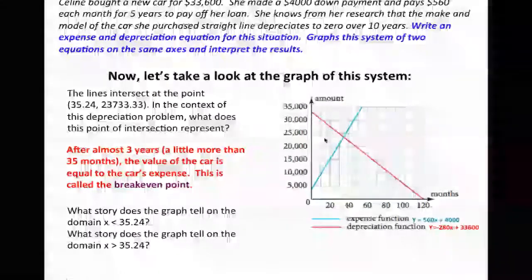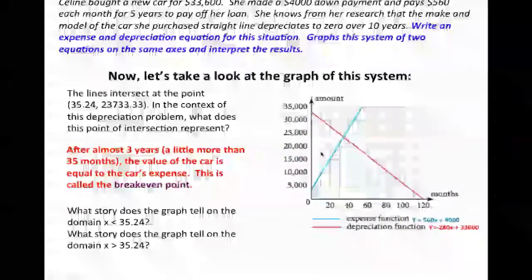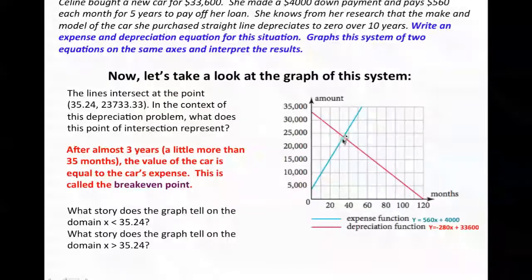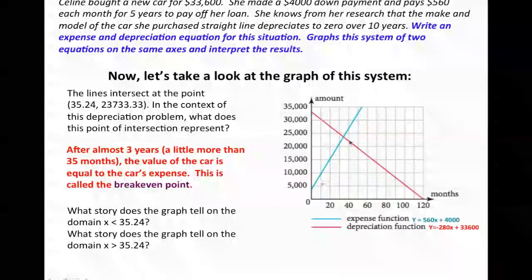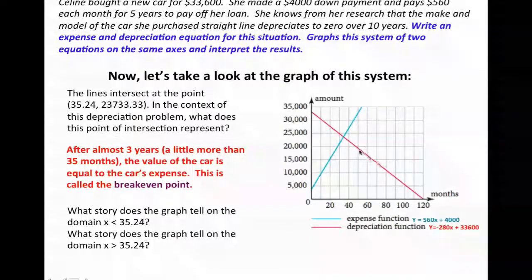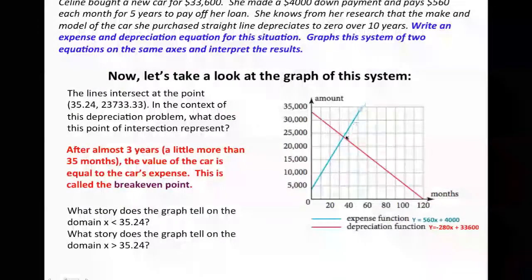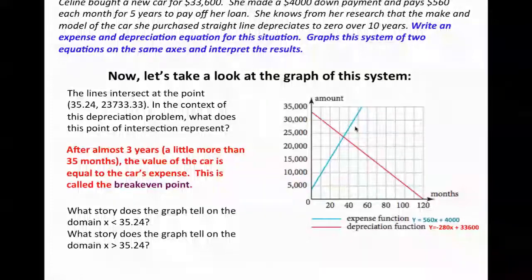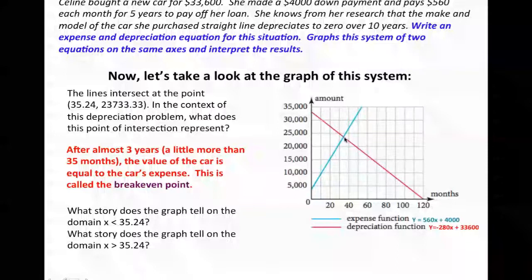That when X is less than 35.24, if you notice on this graph, the red line is higher than the blue line, so your car is worth more than what you've put into it. When X is greater than 35.24, the blue line is higher than the red line, so you put more money into the car than the car is actually worth. And what happens right in the middle? That's known as the break-even point, and you might want to consider getting rid of the car right then and there.